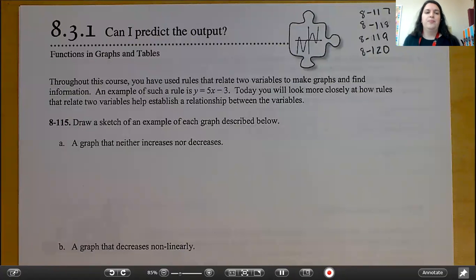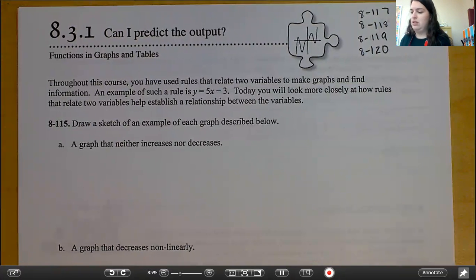831 is, how can I predict the output: functions and graphs and tables. So this is going to be your first lesson on functions. Throughout this course, you have used rules that relate two variables to make graphs and find information. An example of such a rule is y equals 5x minus 3. Today, you will look more closely at how rules that relate two variables help establish relationships between the variables.